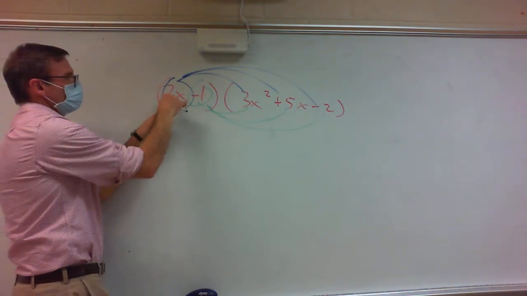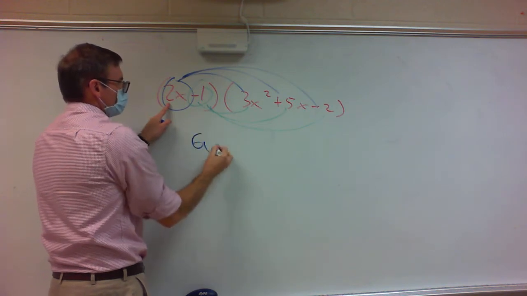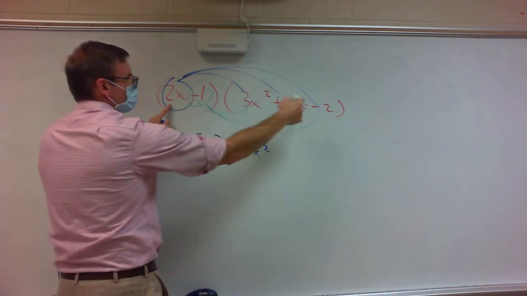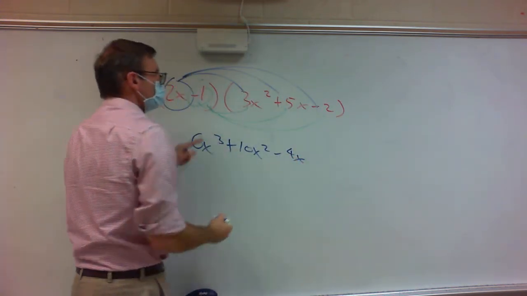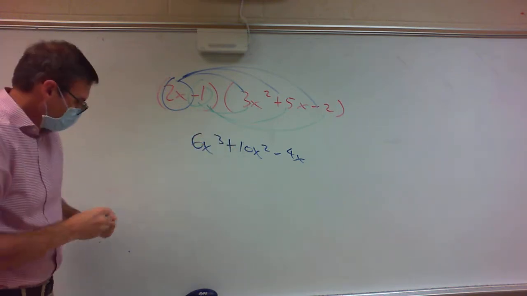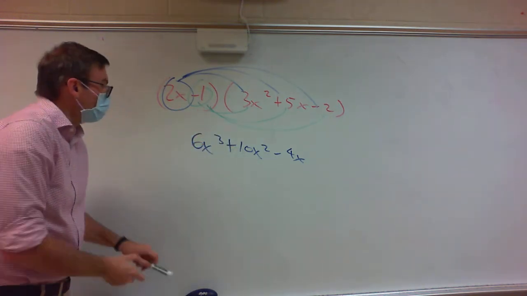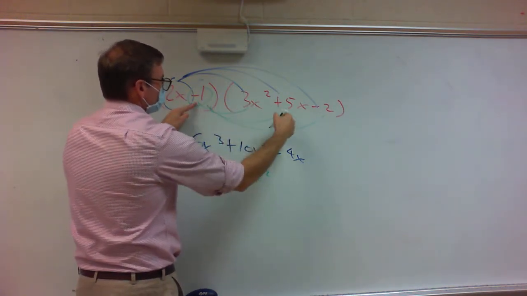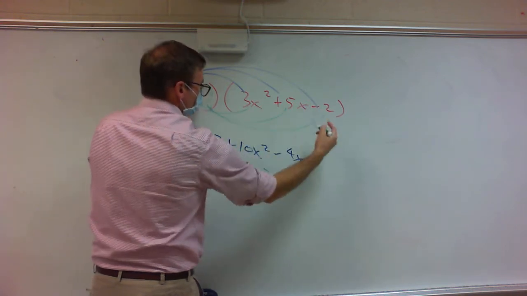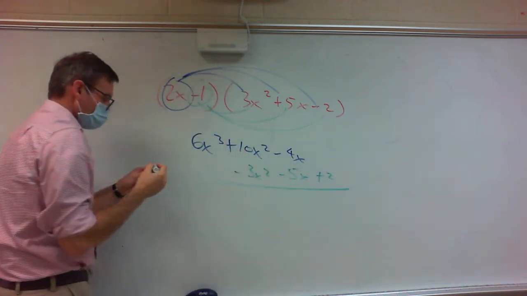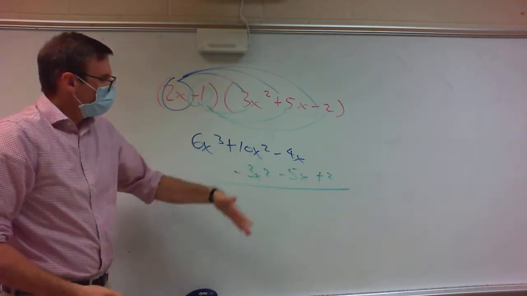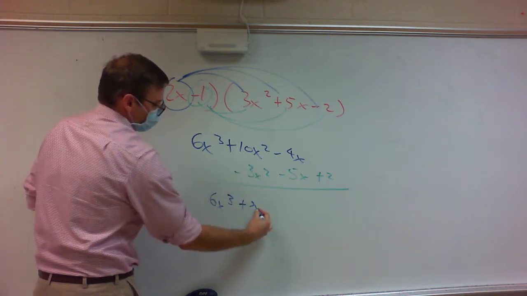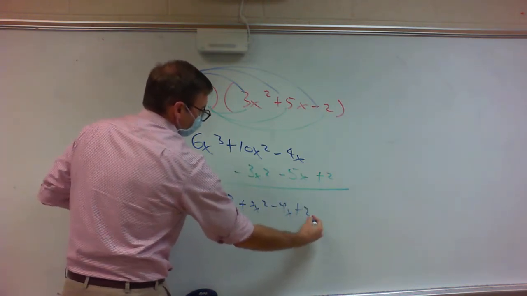So how I do this is, well, this times this is going to give me 6x cubed. This times this is going to give me a plus 10x squared. And this times this gives you a minus 4x. Now, this guy gets multiplied. And so now when I multiply this times this, that's going to give me a negative 3x squared. This times this gives me a minus 5x. This times this is going to give me a plus 2. And now combine like terms, and that's going to give me 6x cubed plus 7x squared minus 9x plus 2, and there's your answer.